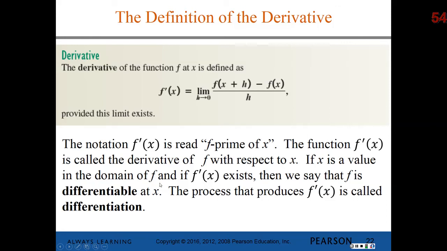And if x is a value in the domain of f, and if f prime of x exists, then we say that f is differentiable, meaning that we can take the derivative, or we can calculate a difference quotient that will give us the slope of the derivative at x. And the process that produces f prime of x is called differentiation, which is why we use the word differentiable at x. There are some places on functions that are not differentiable.